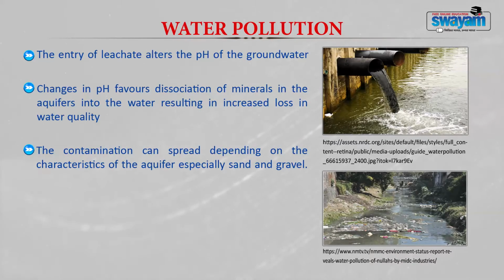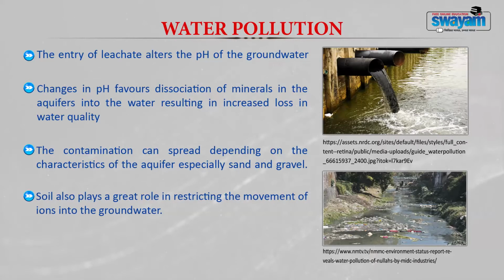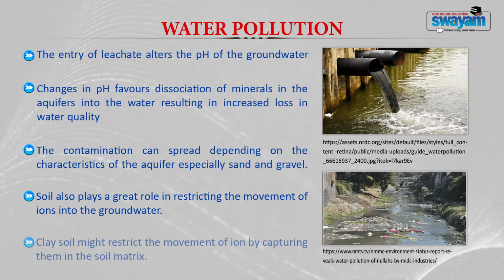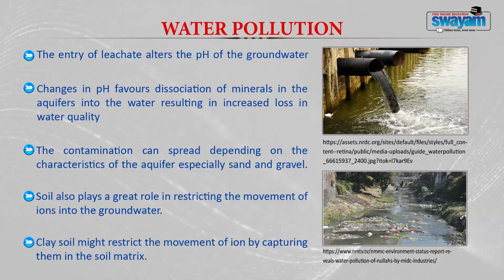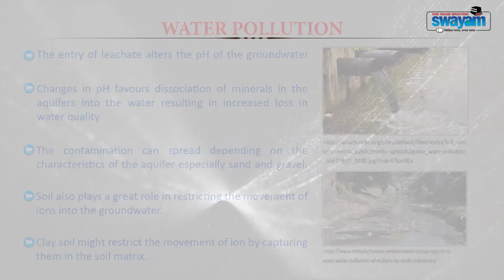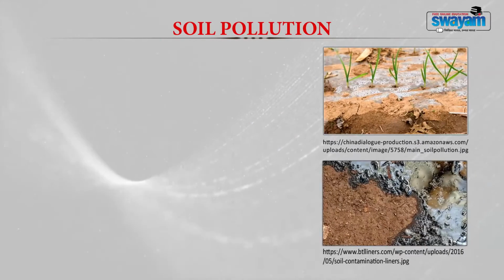and so on. Now you all know soil plays a great role in restricting the movement of ions into the groundwater. They are the natural filters. Of any pollutant which is entering through the soil matrix, the majority is removed, but still some amount enters into the groundwater. So if you have a clay soil, then it restricts a greater amount of ion movement into the soil matrix. So now let's discuss soil pollution.